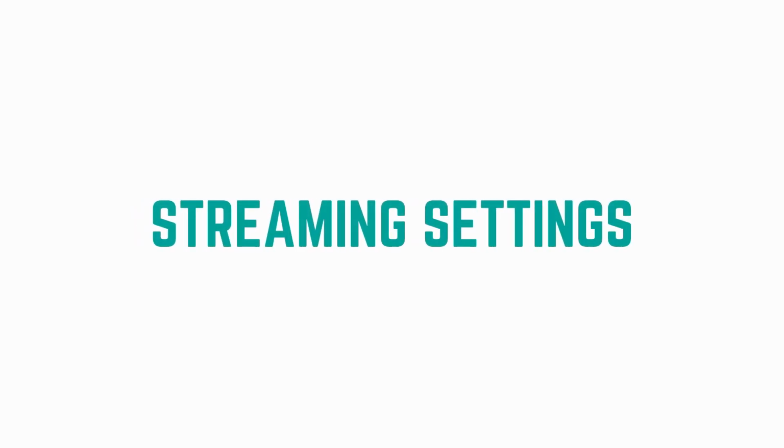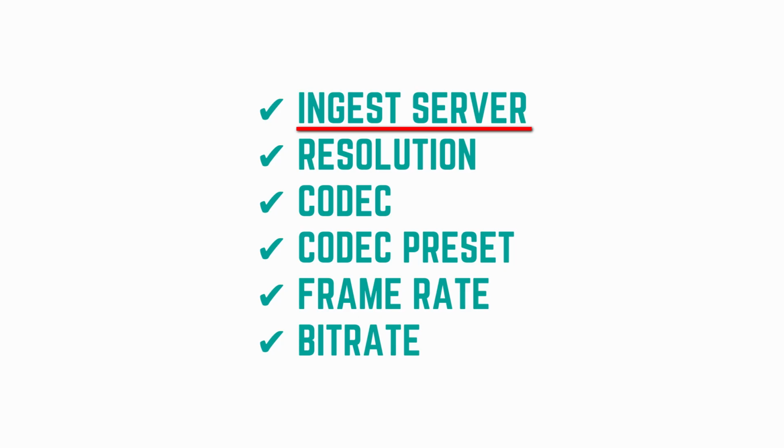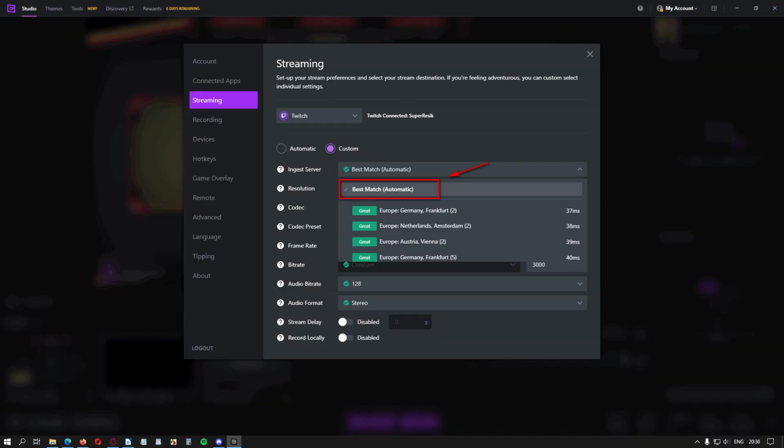All the settings you're gonna see apply for any streaming software out there. Simply find the settings button and select streaming. First option is ingest server. This is where you send your broadcast to. In this case, on Twitch servers.